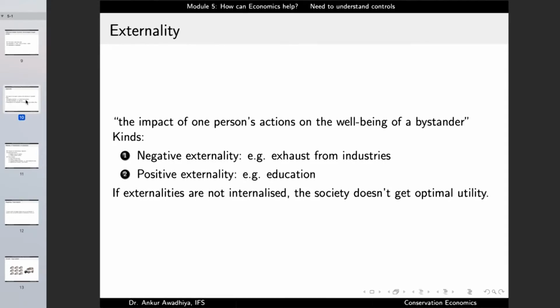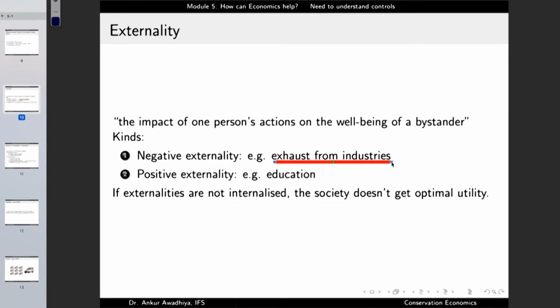Now, externalities are the impacts of one person's actions on the well being of a bystander. And there are two kinds of externalities, a negative externality and a positive externality. Negative externality means that the actions of one person create a negative impact on the well being of the bystander, such as exhaust from industries or exhaust from automobiles.